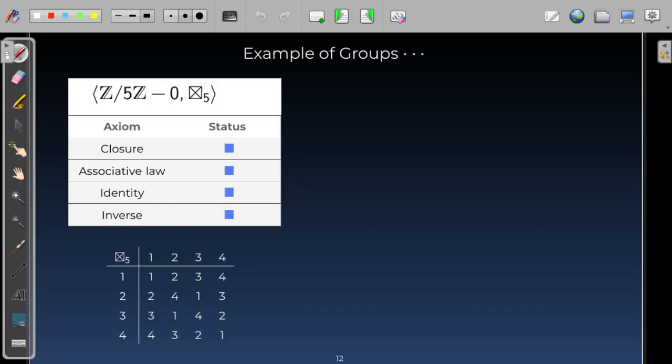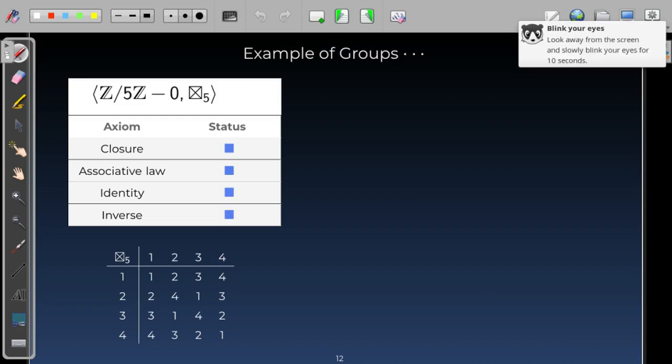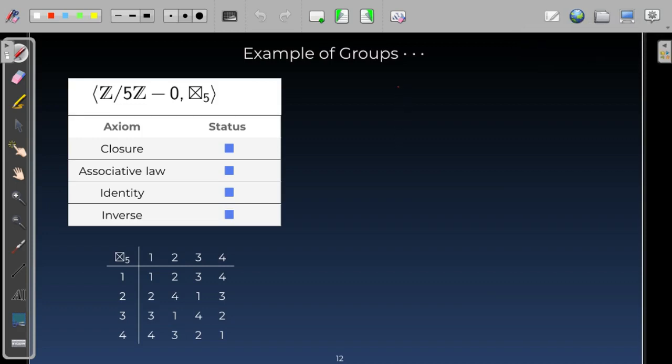Next we have the non-zero elements of the previous group. So we have 1, 2, 3 and 4. We have also included the Cayley table here, and here the multiplicative identity is 1. So modulo 5 multiplication is there. So what is modulo 5 multiplication?